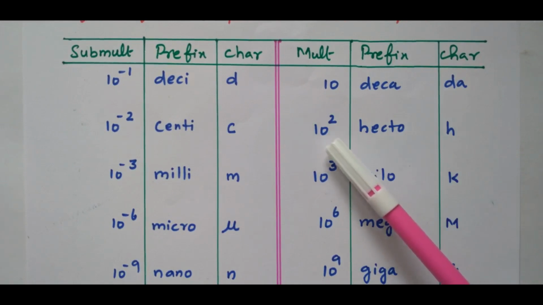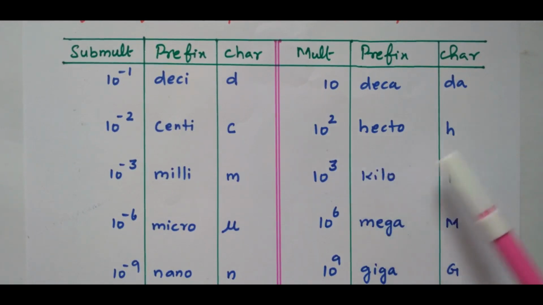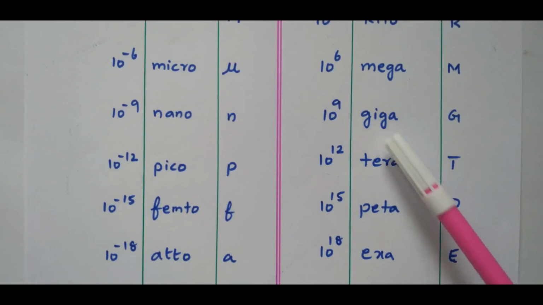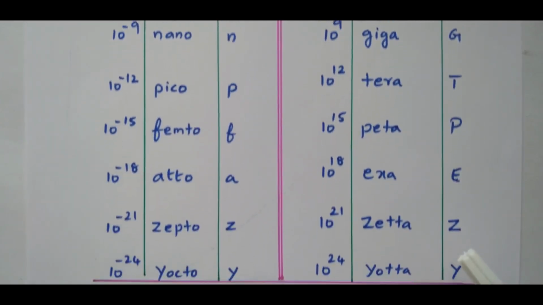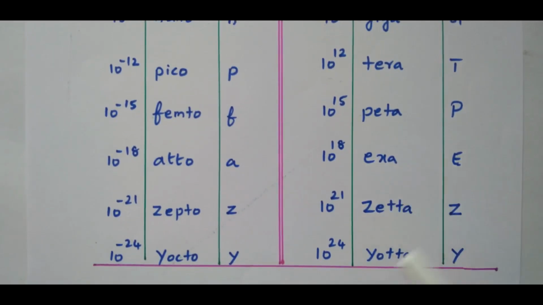10 to the power 2 means hecto, h. 10 to the power 3 means kilo, k. 10 to the power 6 means mega, M. So these are the multiples, whereas previously we did submultiples. 10 to the power 9 is giga, G. 10 to the power 12 is tera, T. 10 to the power 15 is peta, P. 10 to the power 18 is exa, E. 10 to the power 21 is zetta, Z. 10 to the power 24 is yotta, Y. So here are the multiples available from 10 to the power 1 to 10 to the power 24.